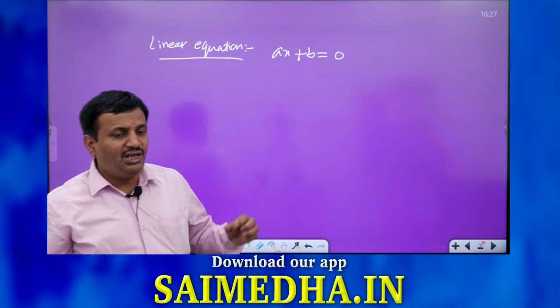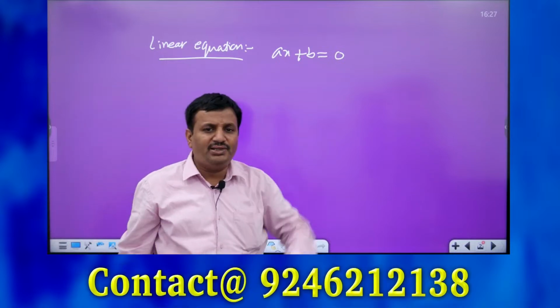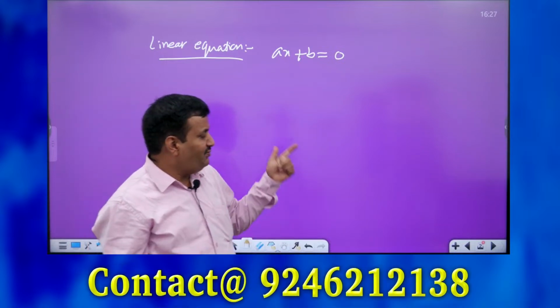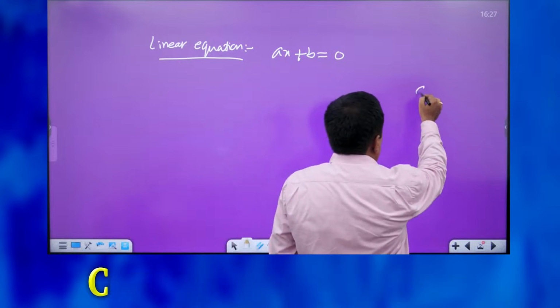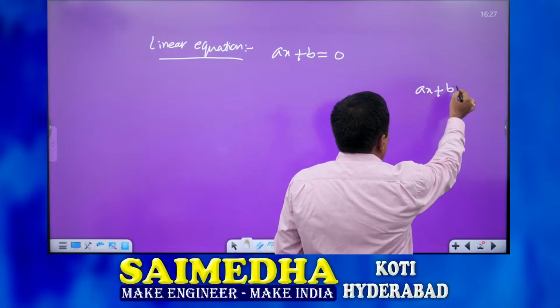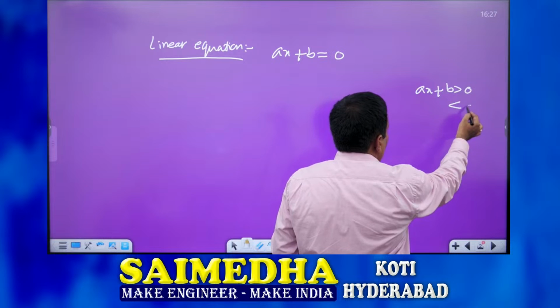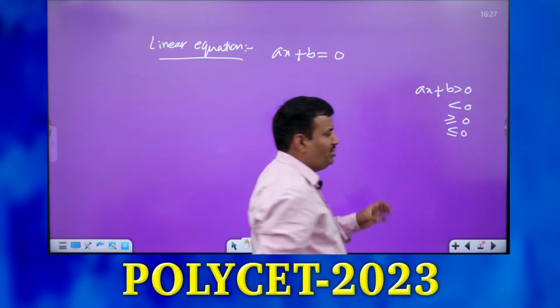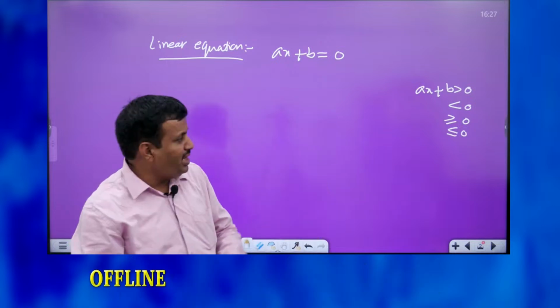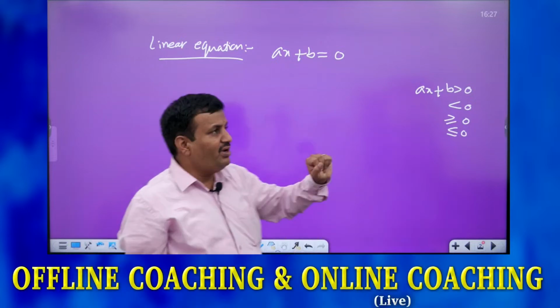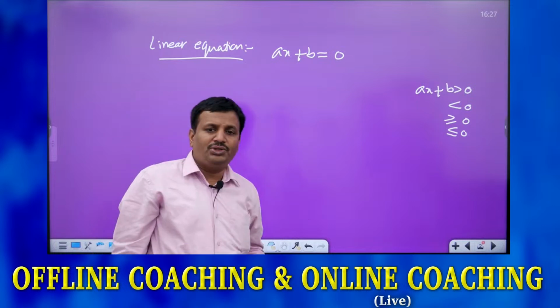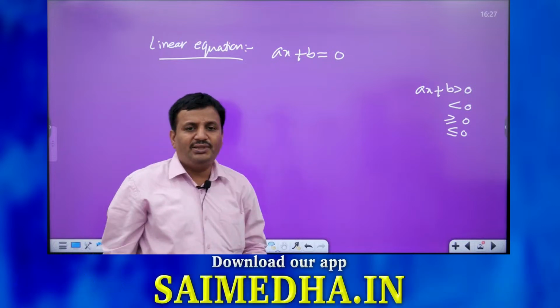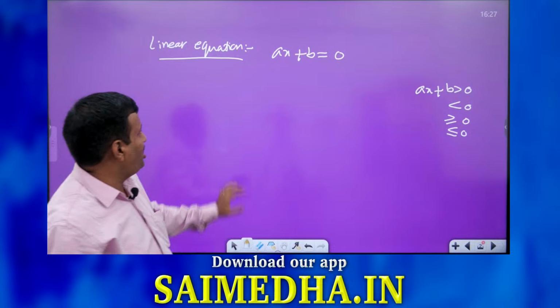What is the meaning of the equation? If there is an equal symbol, then it is called the equation. If there is an inequality symbol like ax plus b greater than 0, less than 0, greater than or equal to 0, less than or equal to 0, they all come under inequations. If there is an equal symbol, then it is called the equation.